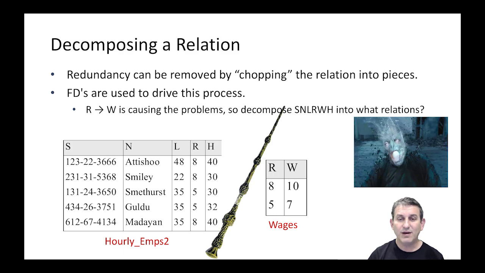Now notice what's interesting about wages. We know that R determines W, that was given. We also know that R determines R, which is a trivial dependency, which means that R determines the entire wages table. It determines the columns R and W. So the functional dependency R determines W has a candidate key on the left-hand side, R, in the wages table. So it's not causing us any trouble over there. And in hourly emps 2, W doesn't exist anymore, so R determines W isn't causing us any trouble there. Basically now we're in good shape. That R determines W functional dependency is now only in a table where R, the left-hand side, is a candidate key. And this has caused the redundancy to go away.